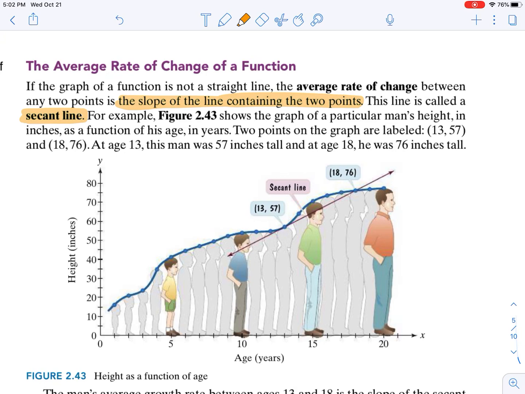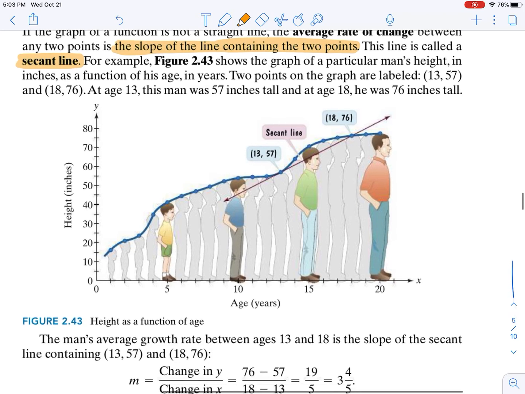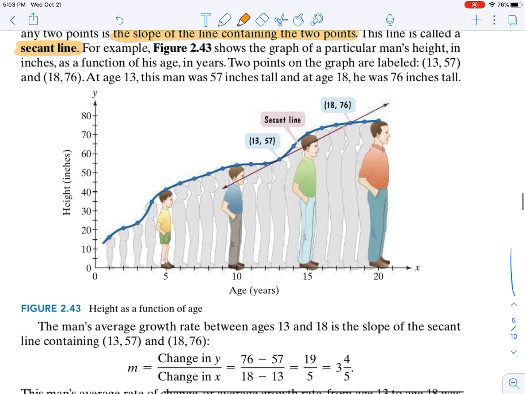So looking at my graph, I have 1 point that is (13, 57). That means that at age 13, this particular young man was 57 inches tall. And by the age of 18, he was 76 inches tall. So we can actually use these 2 points to find the average rate of change between 13 years old and 18 years old for his growth.